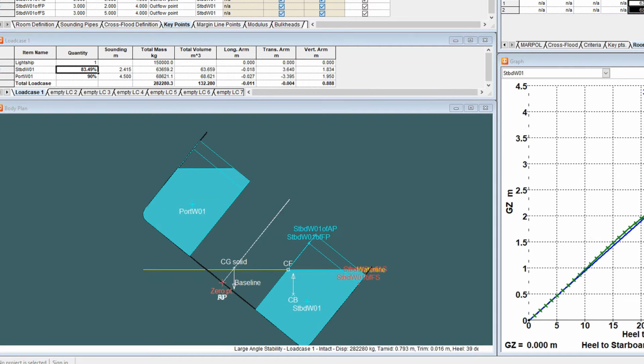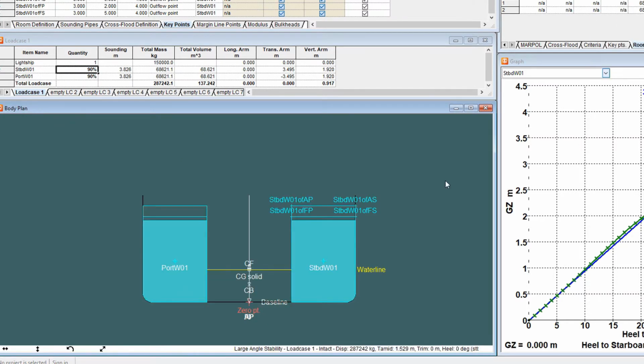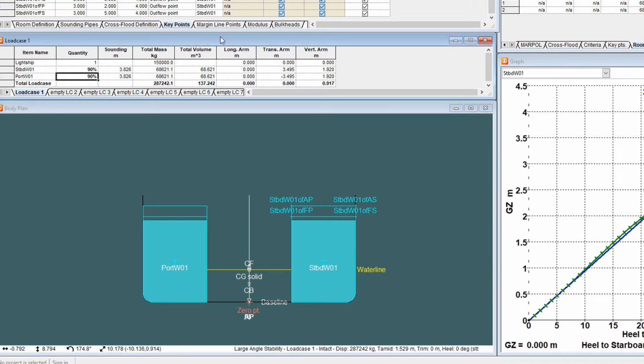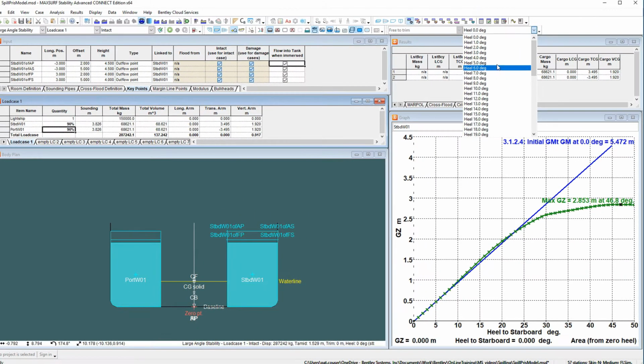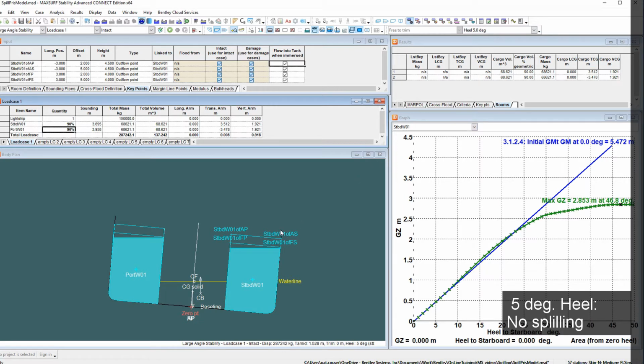There is no fluid mixing, so this feature is most useful for ballast tanks filled with seawater. Each heel angle is calculated independently, starting from the original filling level specified in the load case. There is no hysteresis from the previous heel angle.